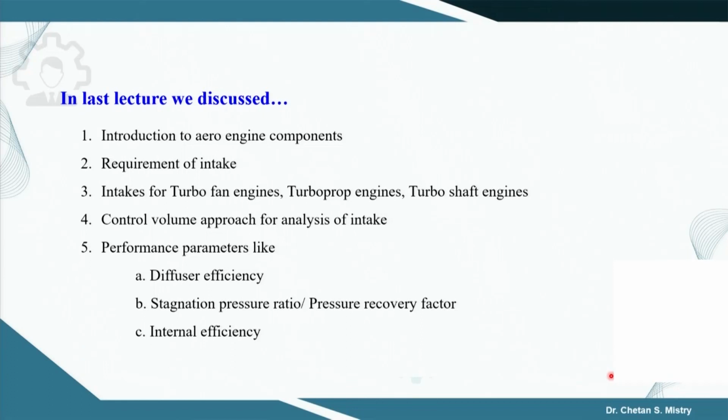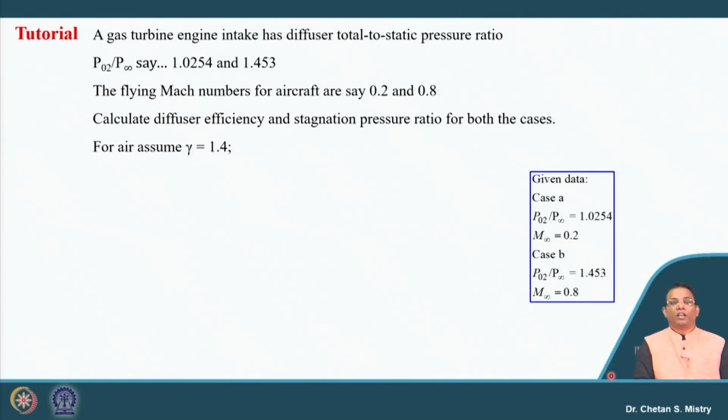After analyzing this control volume, we realized the performance of the intake needs to be evaluated. We defined this performance using different terminologies: diffuser efficiency, stagnation pressure ratio, or pressure recovery factor, and we discussed the internal efficiency. Then we looked at the numerical. So, let us look at the numerical we were discussing in the last lecture.